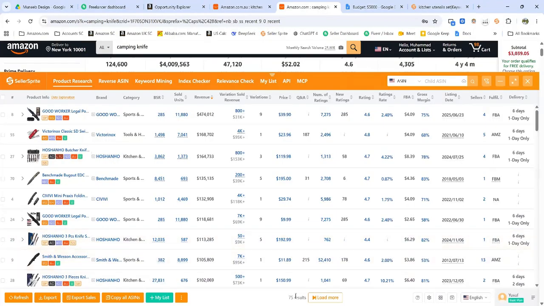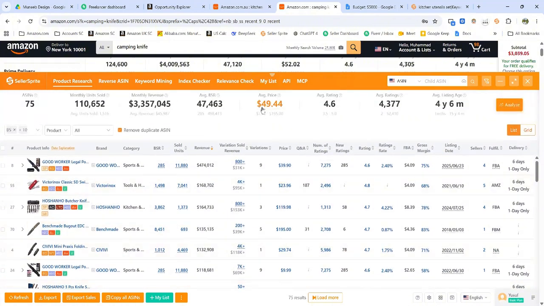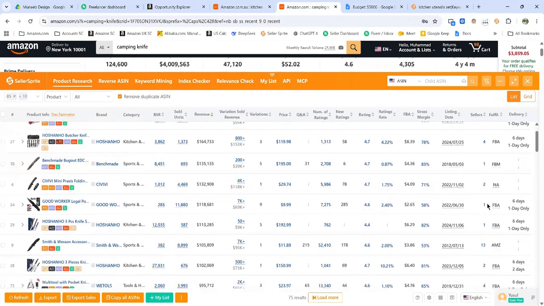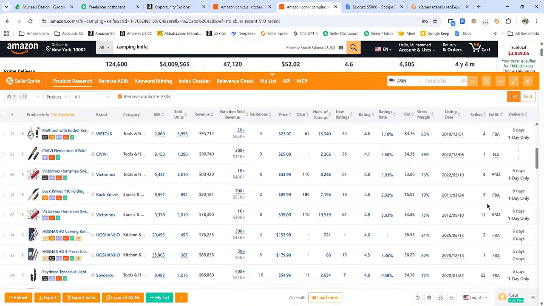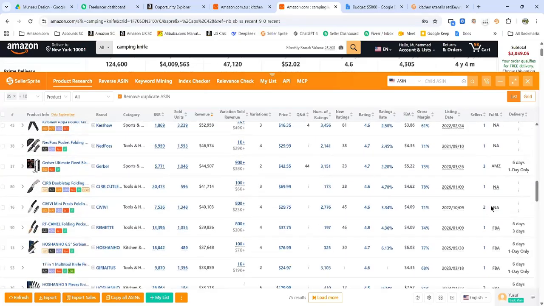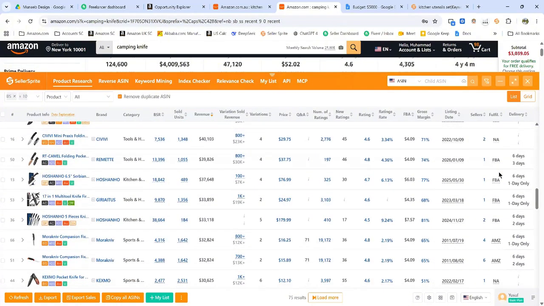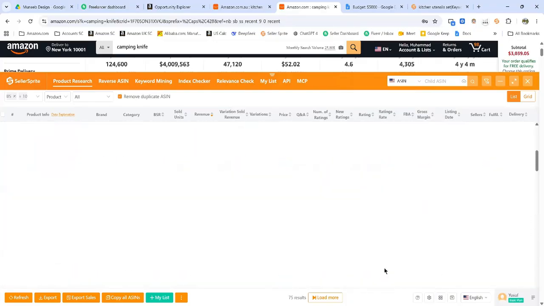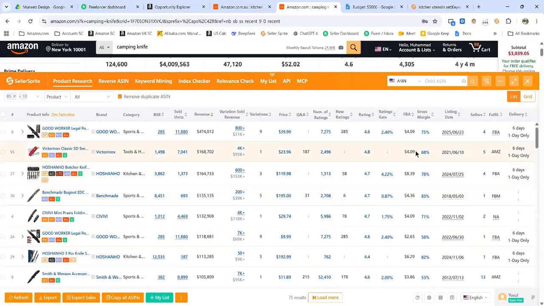Okay, so out of 75, there were 24 Chinese, which is not very bad. Okay, most of the products should be FBA. As you can see here, most of them are FBA. There is quite a lot of Amazon as well. MZ means Amazon, which means Amazon is selling this product using their own distribution, which is also a negative point most of the time because usually Amazon is very aggressive and it's very hard to beat them.